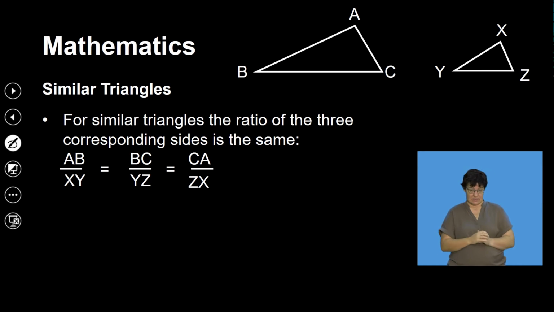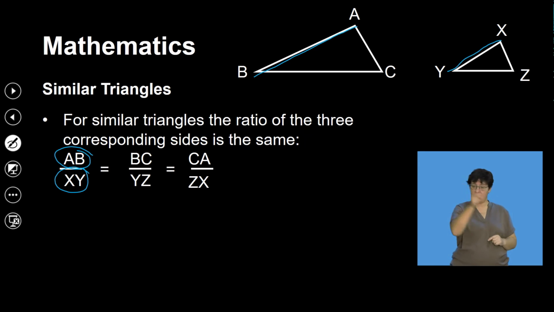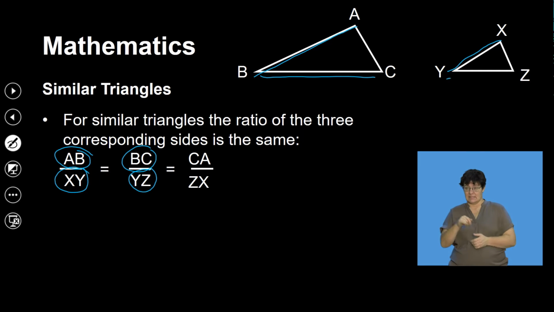Now, similar triangles, this is the ratio that I'm talking about now. The ratio of the three corresponding sides will always be the same. So, AB and XY, meaning across, right? So it will be this AB here and that XY. Remember I said they are corresponding. BC and YZ, remember we said they are also corresponding. And CA and ZX, they are also corresponding.